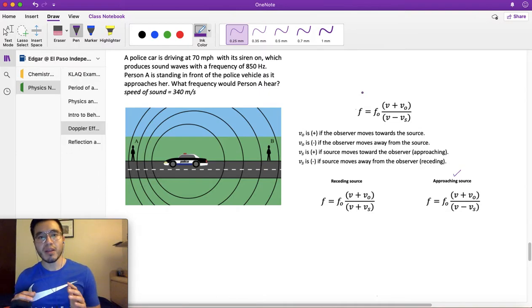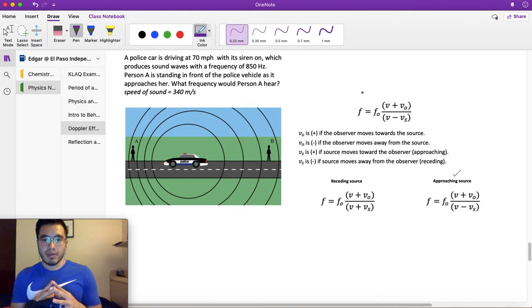Okay? It says, a police car is driving at 70 miles per hour with its siren on, which produces sound waves with a frequency of 850 hertz. Person A is standing in front of the police vehicle as it approaches her. What frequency would person A hear? Speed of sound is 340 meters per second.